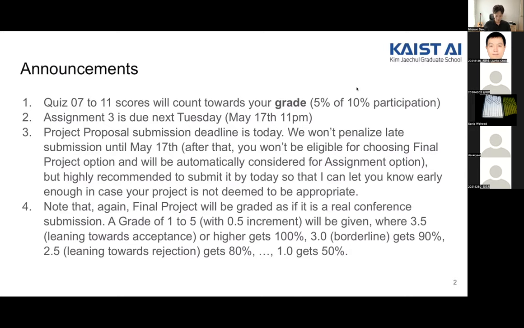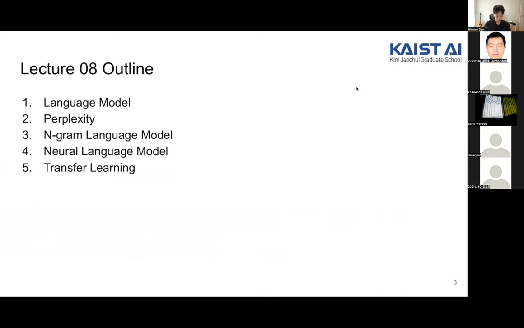Okay, then let's get to today's lecture. So now it's about time to talk about language models, which I think has been one of the hottest topics in the last 3 to 4 years. Of course, we'll start from the real language model, and then we'll move towards more of a language model used for transfer learning.